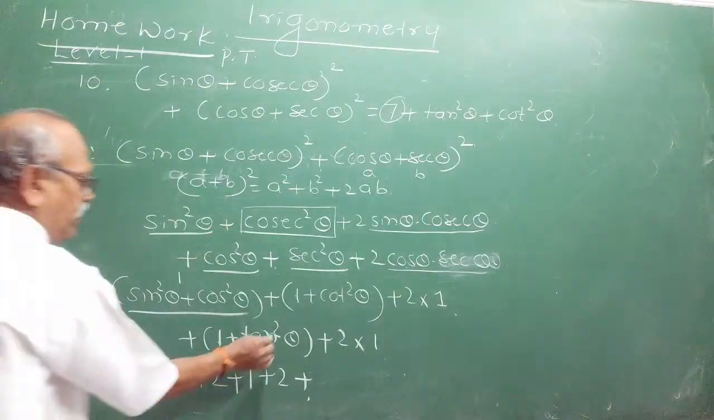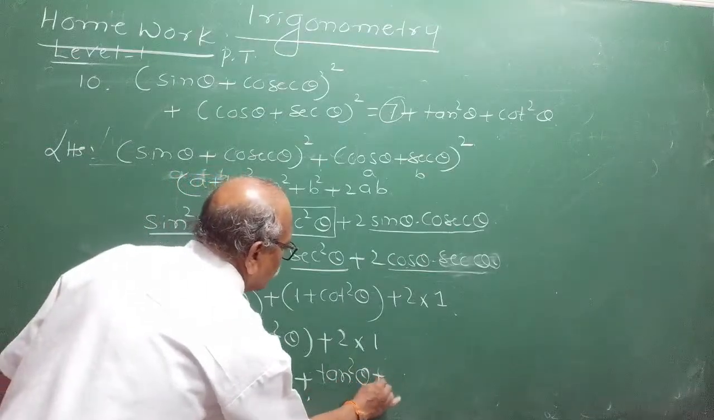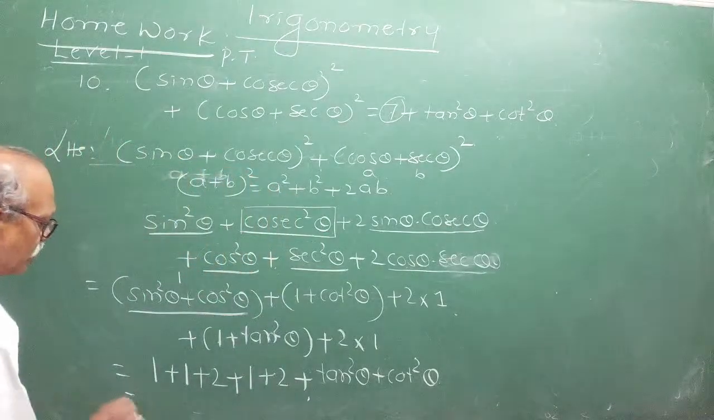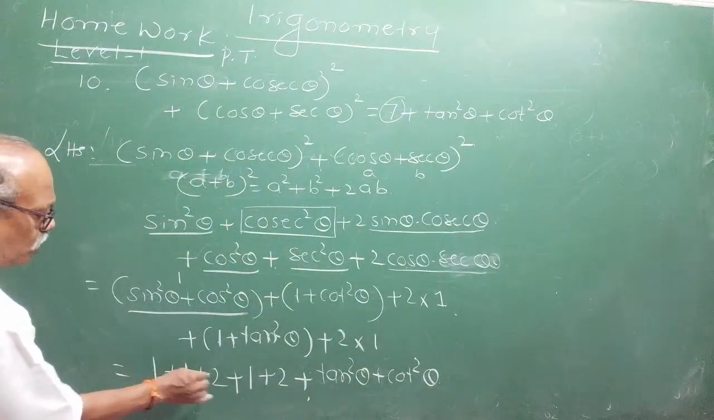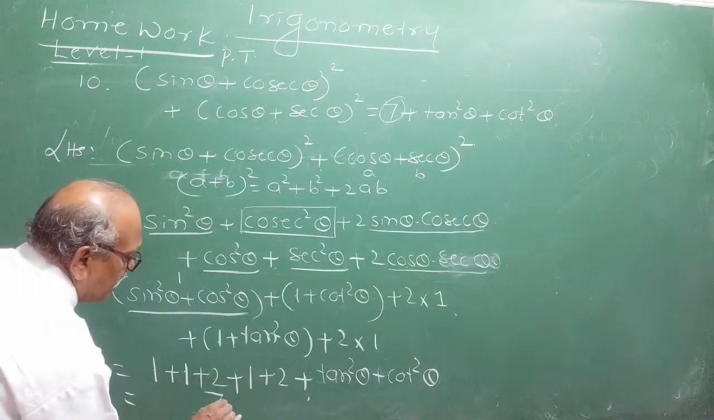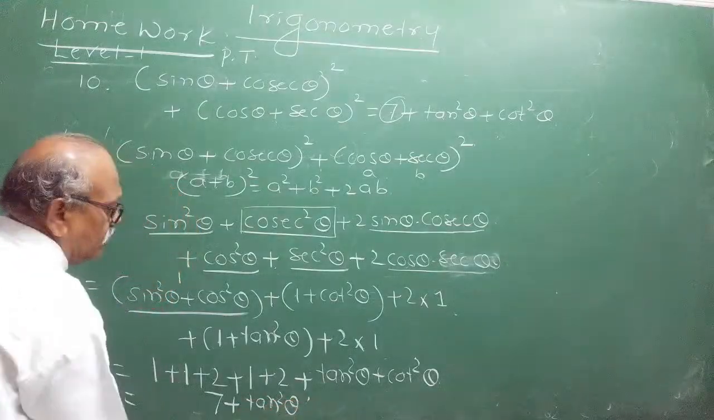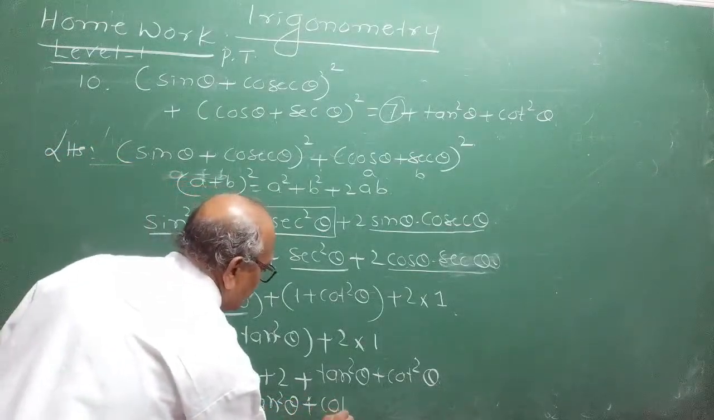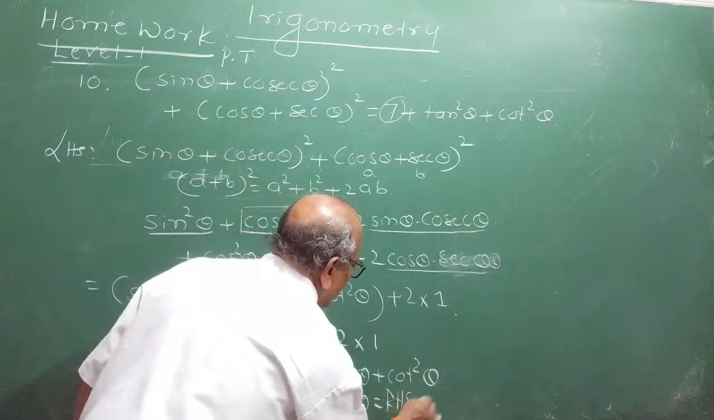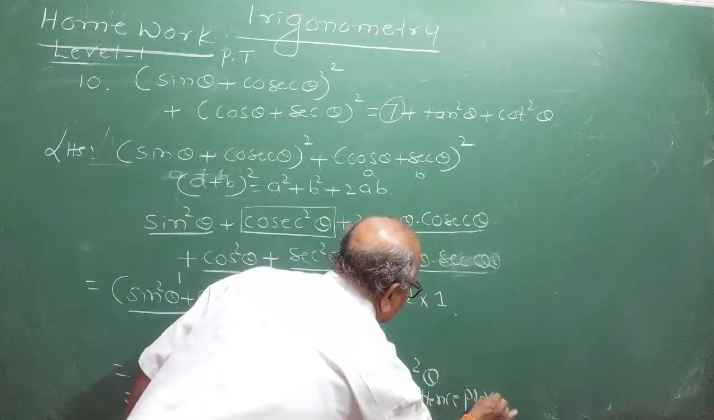You are left with only tan square theta plus cot square theta. All numbers, group them. Tan square theta plus cot square theta. Observe now, count the numbers. 1 plus 1, 2. 2 plus 2, 4. 4 plus 1, 5. 5 plus 2, 7. The answer is 7 plus tan square theta plus cot square theta. That is equal to RHS. Hence proved. I hope you understood the approach.